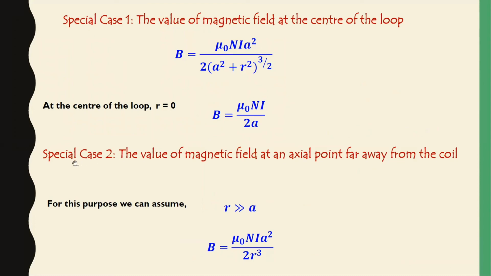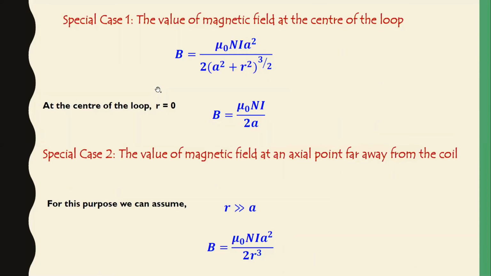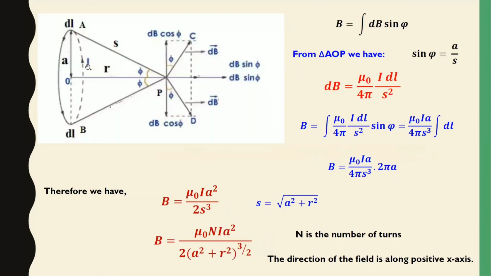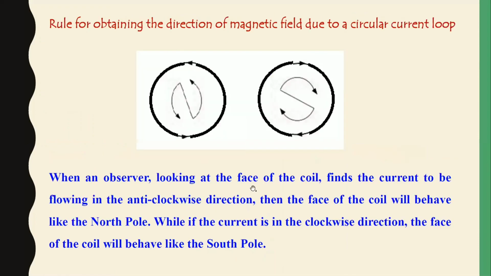And for special case 2, the value of magnetic field at an axial point which is very far away from the coil, this distance r is very high. Then what will happen? r is very much greater than a, then a can be neglected compared to r. So from here we can neglect a, we have r square, and from here r cube will be there, so B will be mu 0 N I a square by 2 r cube. So these are the two limiting cases of the value of magnetic field.